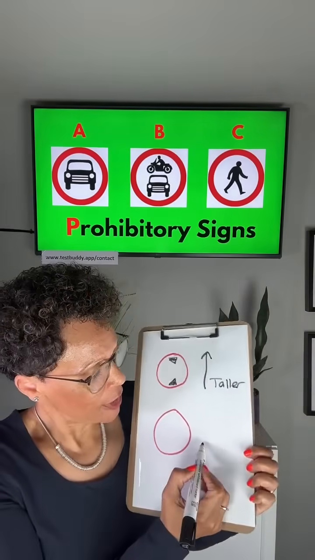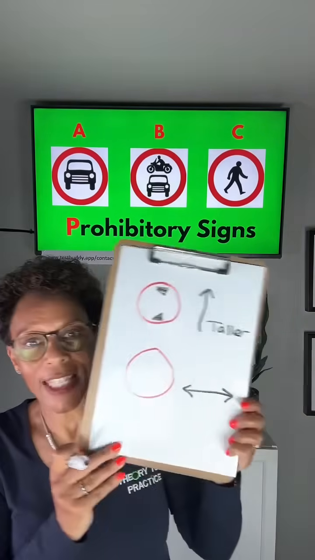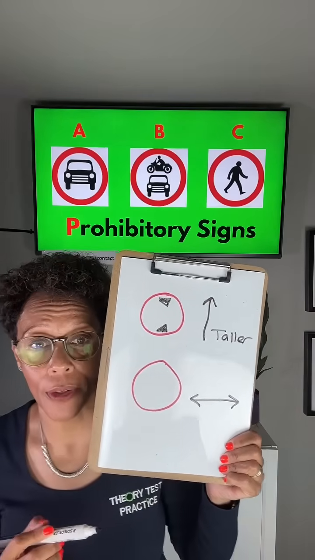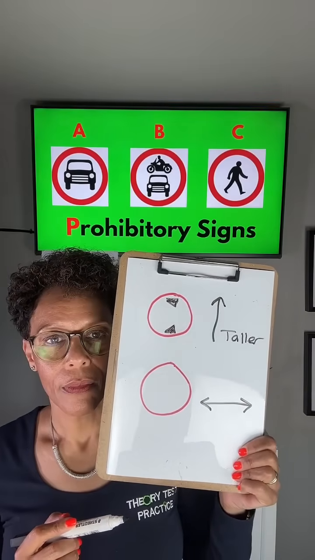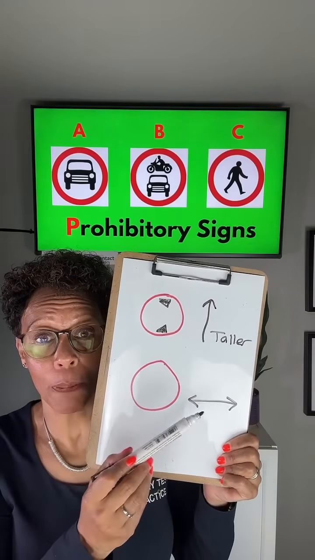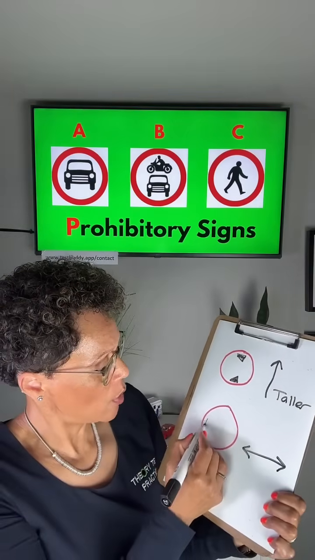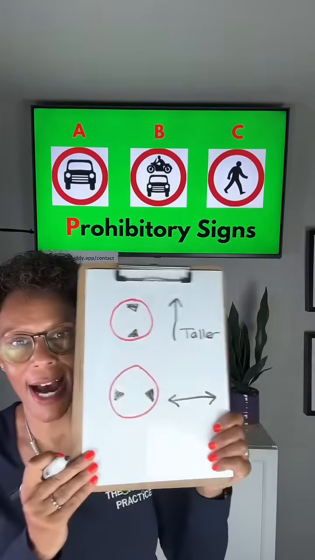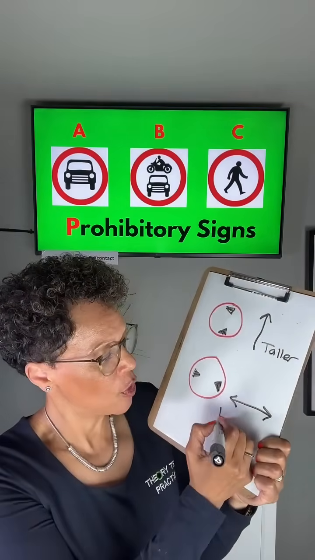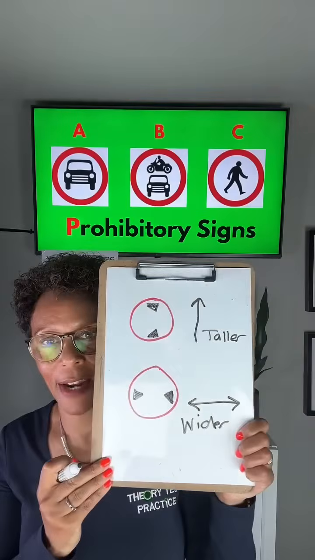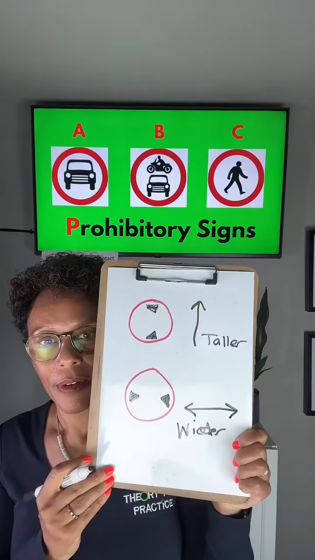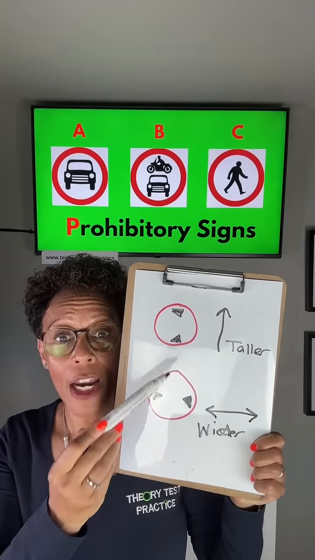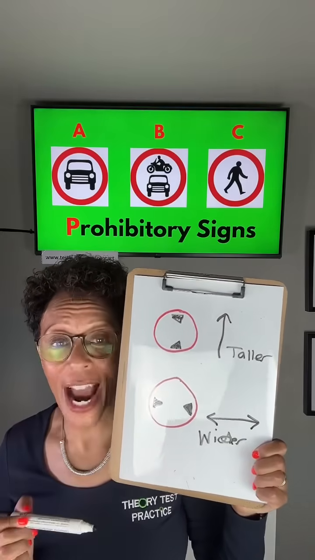What about this? If you see an arrow like this, would that be wide or tall? What is this one here? Is it wide or tall? Yes, this one would be wide. So if you see arrows side to side like that, then this one would mean no vehicles wider than. Taller than, wider than. Just look at the arrows.